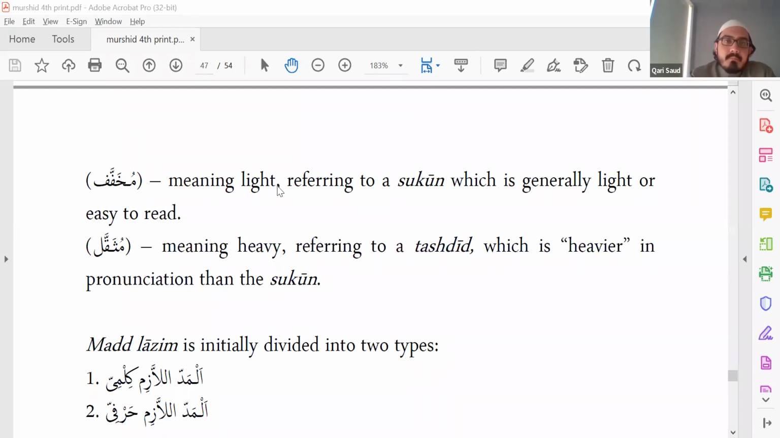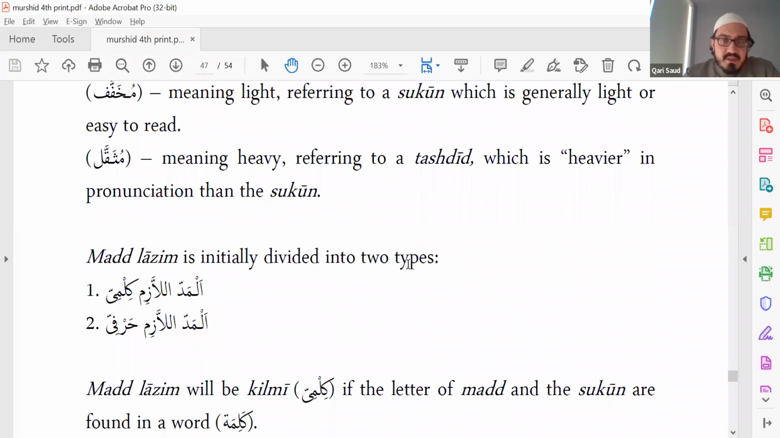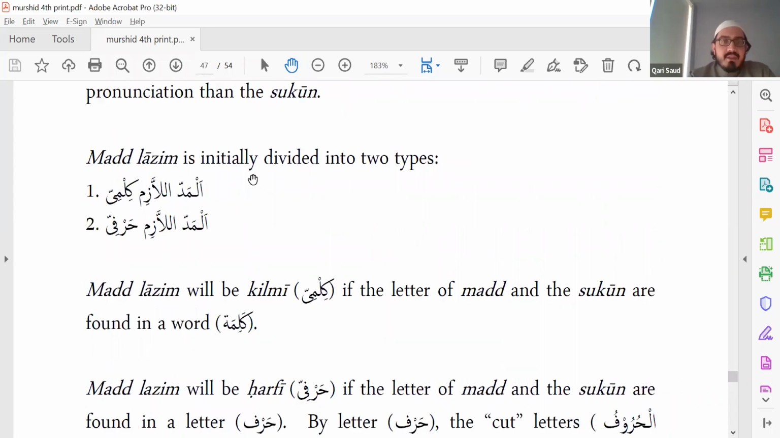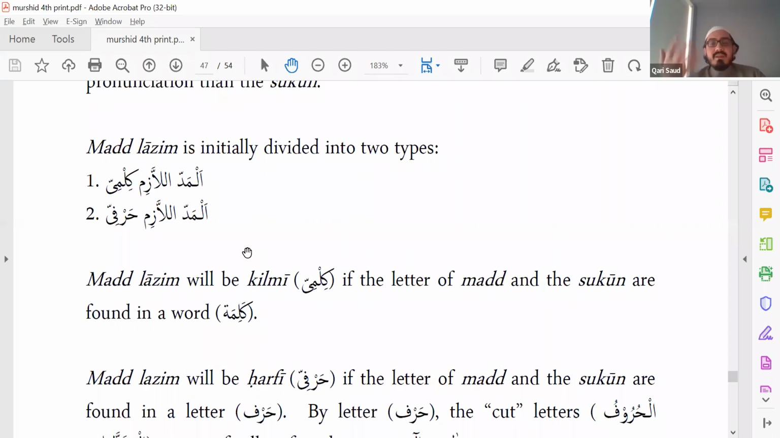Okay, so mad lazim is initially divided again into two types. So we have al-maddul lazim kilmi and al-maddul lazim harfi. Okay, so mad lazim, we know what mad lazim is. It is that sukoon which is permanent, always there. As opposed to nasta'inu, there's actually a dhamma, but if you stop on it, then you make it into a sukoon. So it's a temporary sukoon, a temporary waqf, okay?